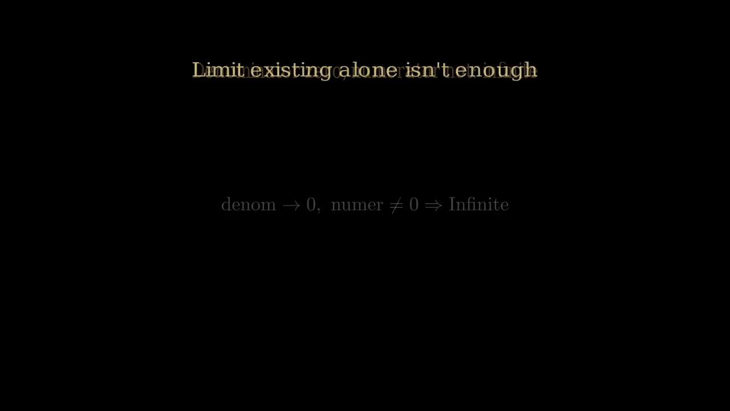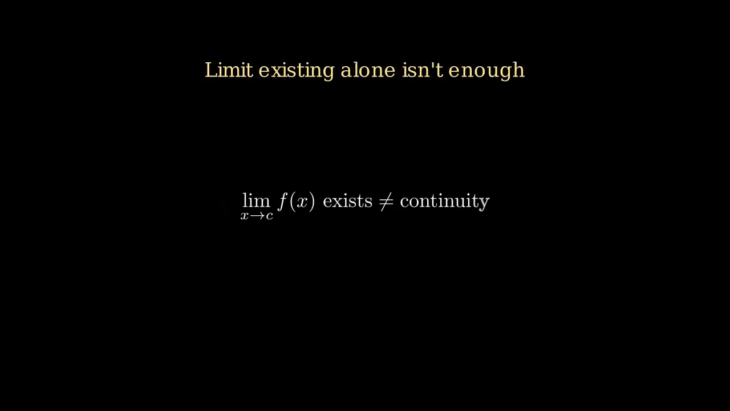A common trip-up: learners see that the limit exists and assume that's enough to prove continuity. Don't forget, you also have to check that the function is actually defined at that point, and that the two values, the limit and the function value, actually match.